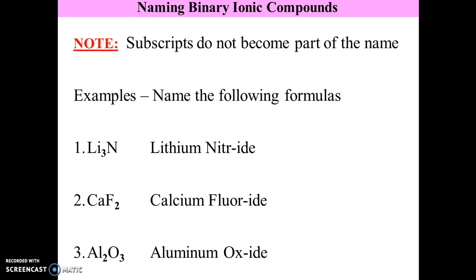Just to show some of the examples we went over, you've got lithium nitride, calcium fluoride, aluminum oxide. The metal name stays the same, the cation stays the same, and then we change the ending to -ide for the anion.